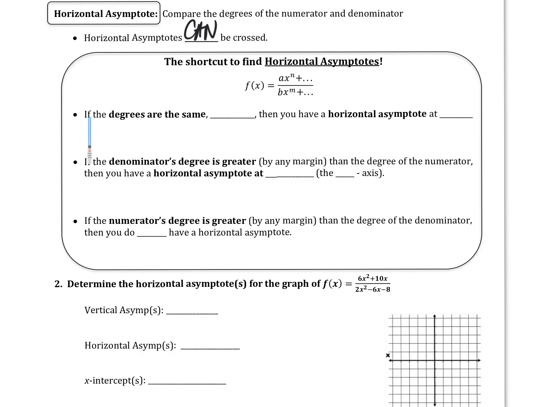horizontal asymptote. It says if the degrees are the same. You guys, the degrees are just the exponents. So for this case, that would be like if m equaled n or if n equals m.